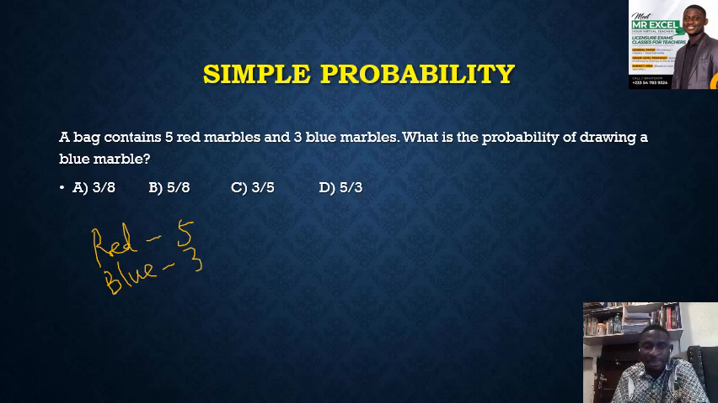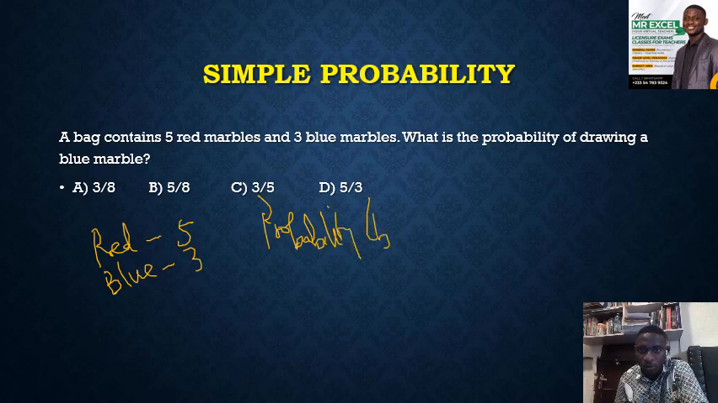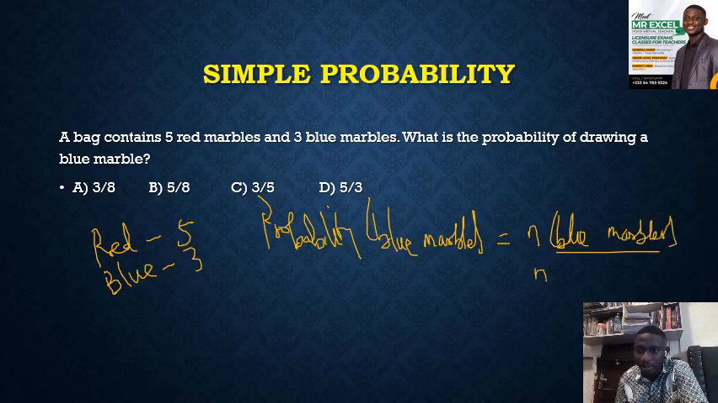So then let's answer this question. So we have probability of a blue marble. So then we have n of blue marbles all over n of the total marbles.